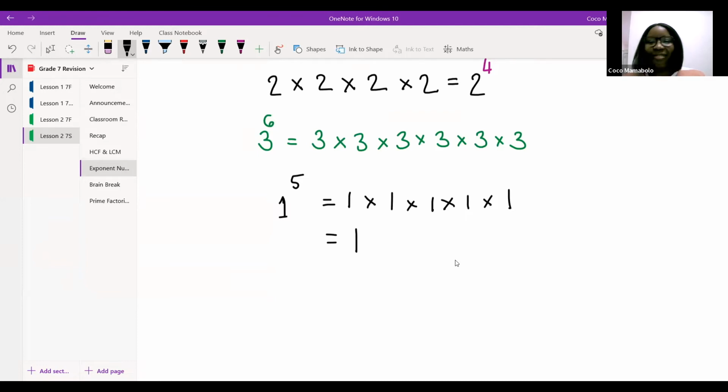But here's a trick one. Here's the but for today. But what is -1 to the power of 2?